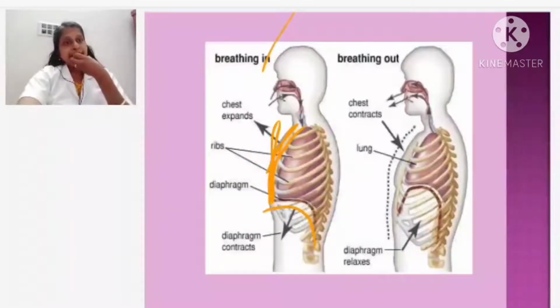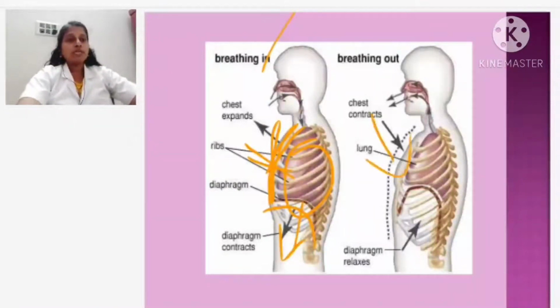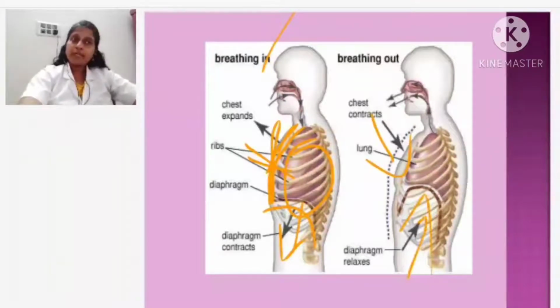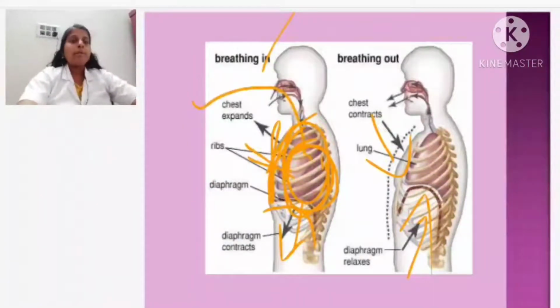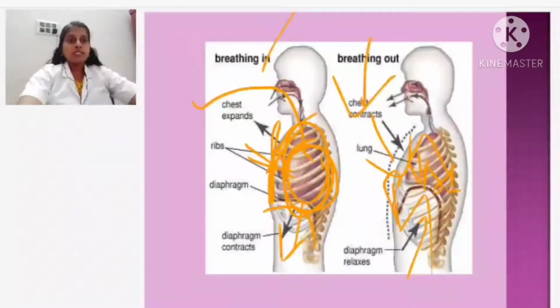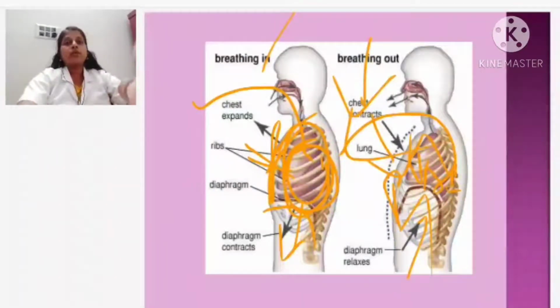So you can find that in the case of breathing in, the cavity is larger. Why? Because this is moving out and this is coming down. Here it is moving in and this is going up, right? So here the area is more, so pressure is less. Outside the pressure is more, so the air will get in. But here, the area is less, so pressure is more, and outside the pressure is less, so air will come out. This method we call as what?